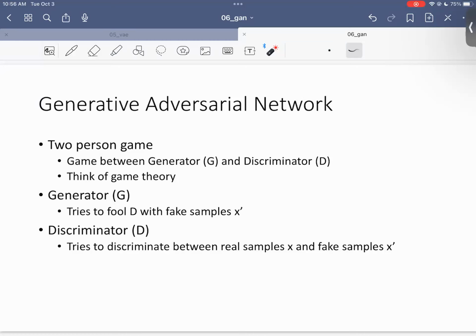It's like a referee that says which one is real and which one is fake images. So D is a cop, and G is like a perpetrator. It's like a criminal or hacker that wants to fool D by creating as realistic an X prime, the fake sample, as possible, so that D can no longer discriminate between real and fake, because the fake is so realistic you can't distinguish between the two. So that's the whole setup between the two players, the G and D.